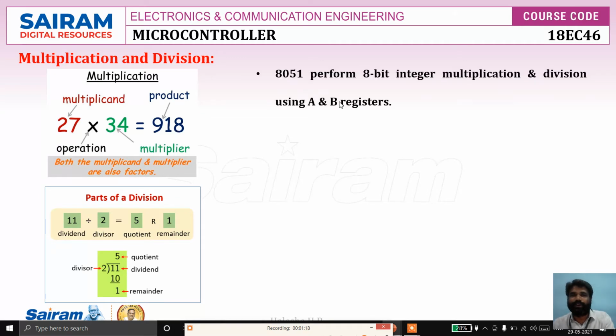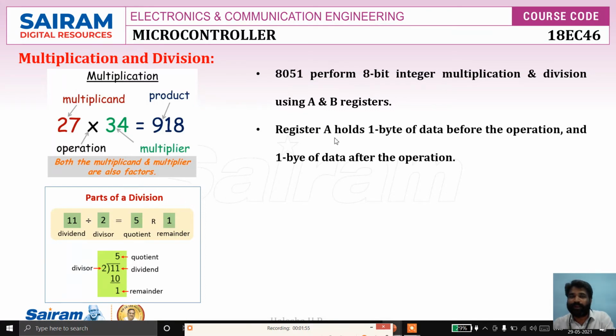So 8051 performs 8-bit integer multiplication and division using registers A and B. B has a specific register application, that is, it holds one operand of multiplication and division. It performs in integers. It won't consider fractions. If you consider fractions, 11 by 2 you will get 5.5, but that fractional result won't be there. So it gives the result as quotient 5 and remainder 1, that is called integer operation.